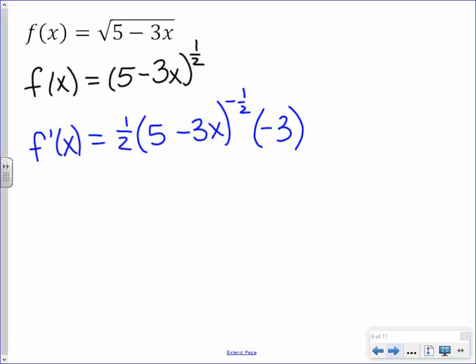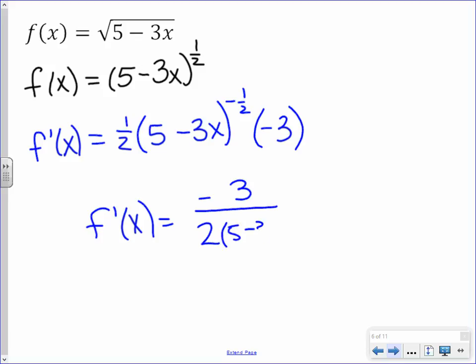So I would rewrite this to -3 over 2 5 minus 3x to the 1/2. Right? The negative power means it can be moved to the denominator, so it can be positive power. Okay? The 2, that's a fraction, so it gets the denominator.